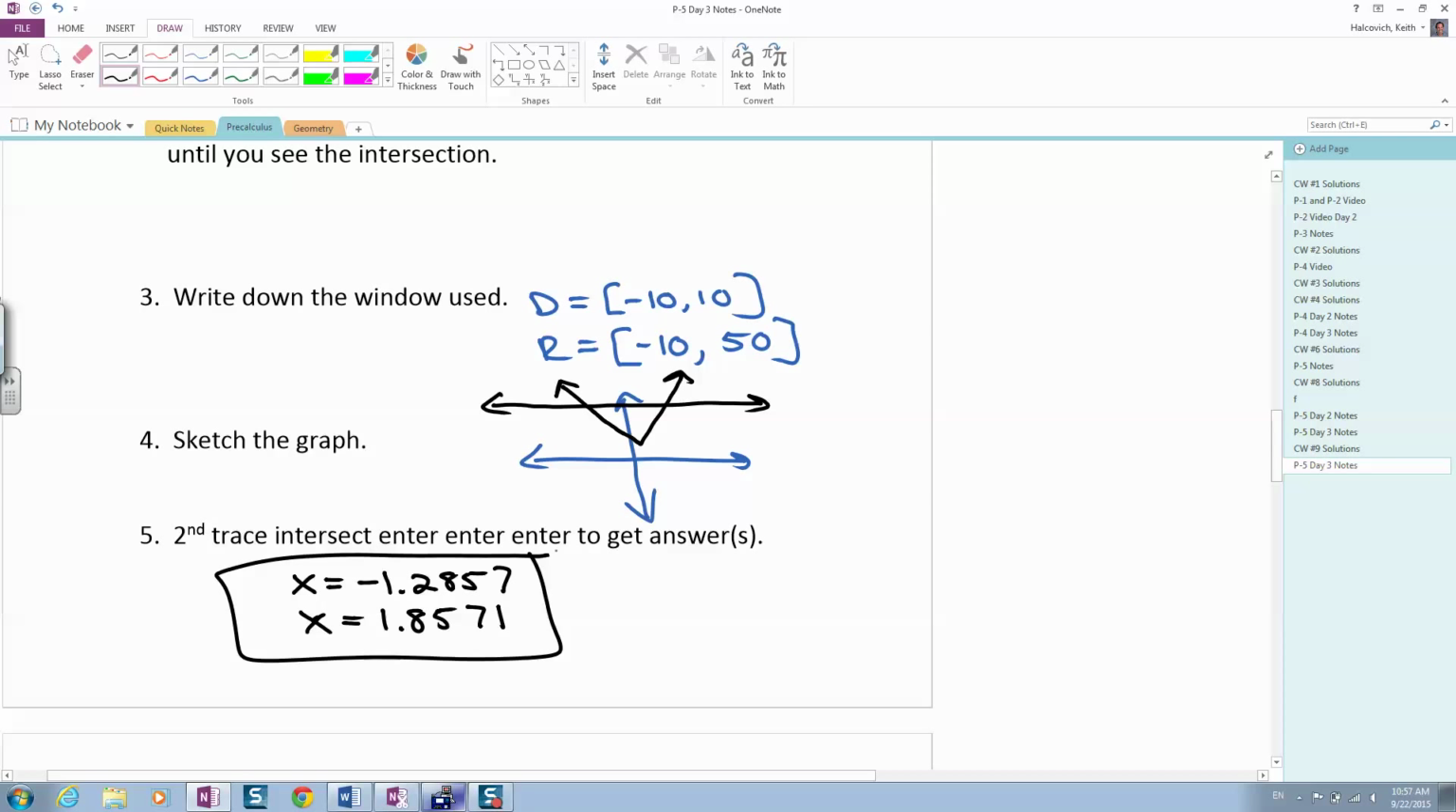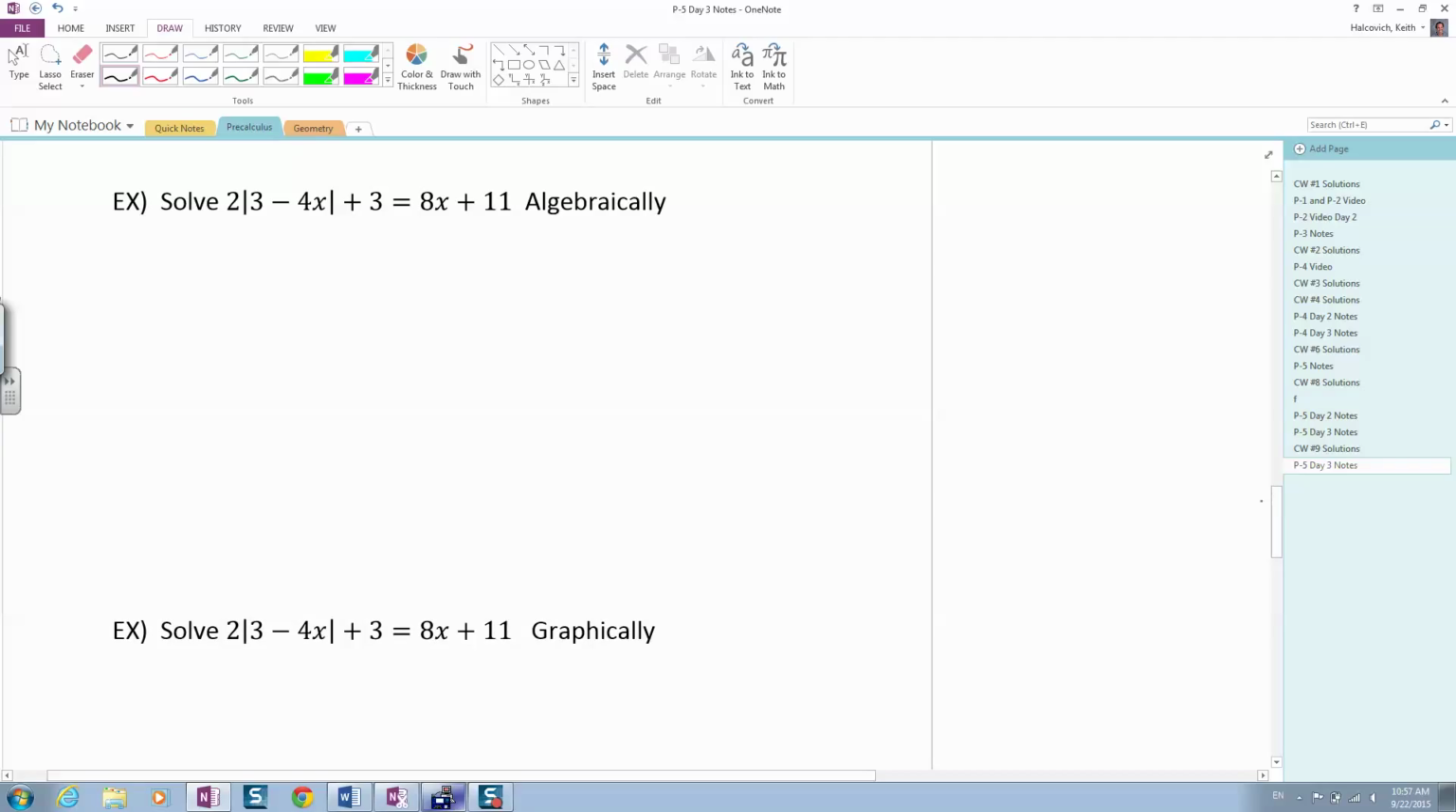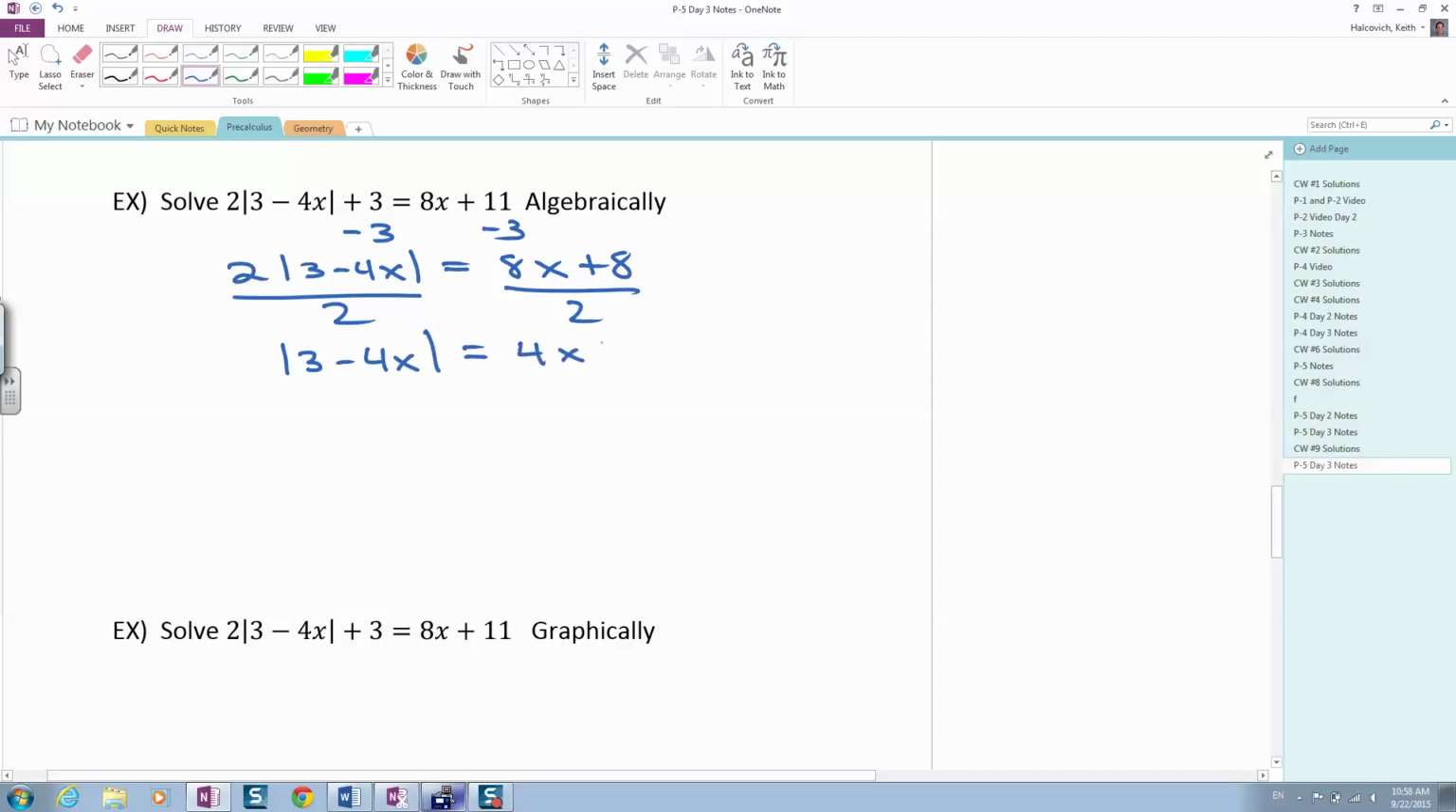All right, so on the next page, there's an example here. So why don't you pause the video and try to do this on your own. So if you notice algebraically, we're going to isolate. So subtract 3. So we get 2 times |3 minus 4x| equals 8x plus 8. Then we're going to divide everything by 2. So we get the absolute value of 3 minus 4x equals 4x plus 4.